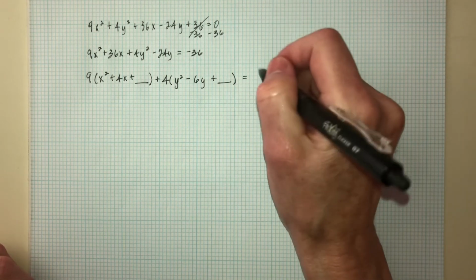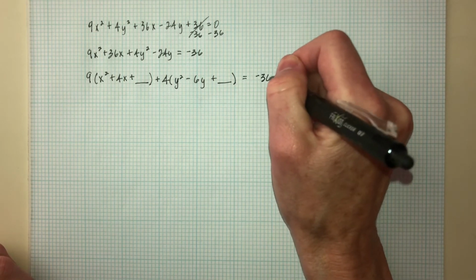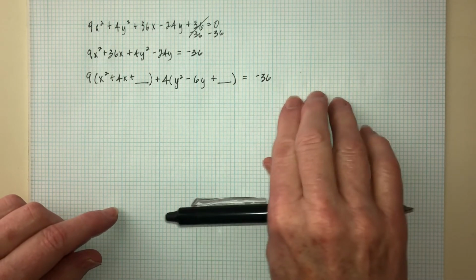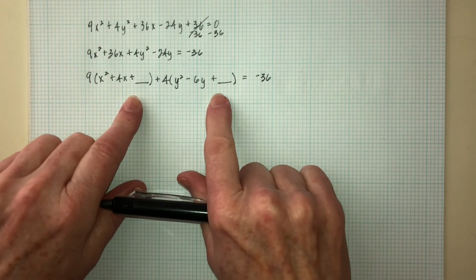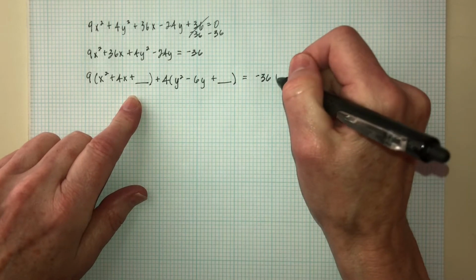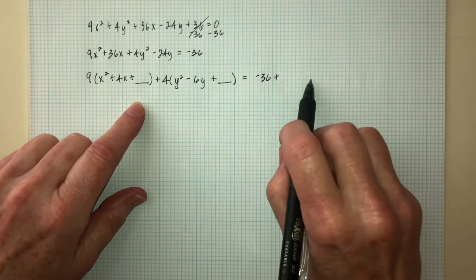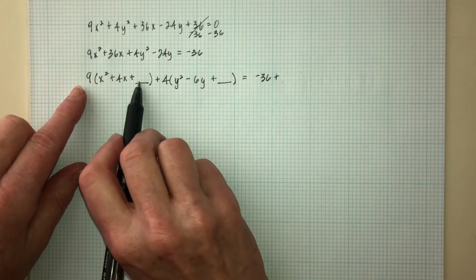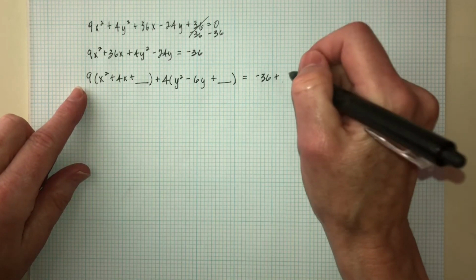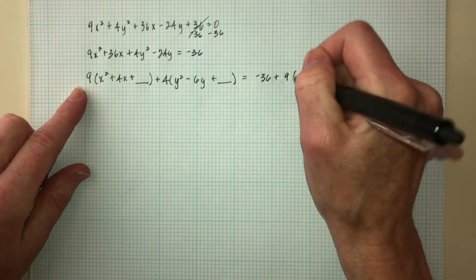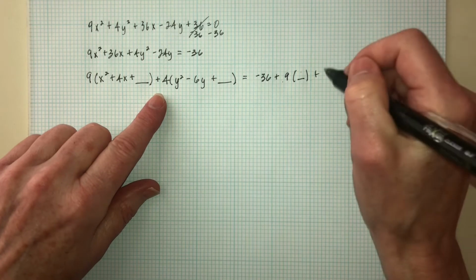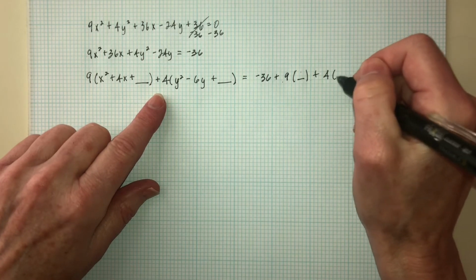Now, on the right-hand side, I know I have a negative 36, but I'm also going to have to add some things over here to balance out what I'm adding over here. And I'm not going to write just plus blank because I need to, in this case, remember that this is really getting multiplied by 9. So I'm going to write plus 9 times blank, and same thing here. For this one, I'll write plus 4 times blank.